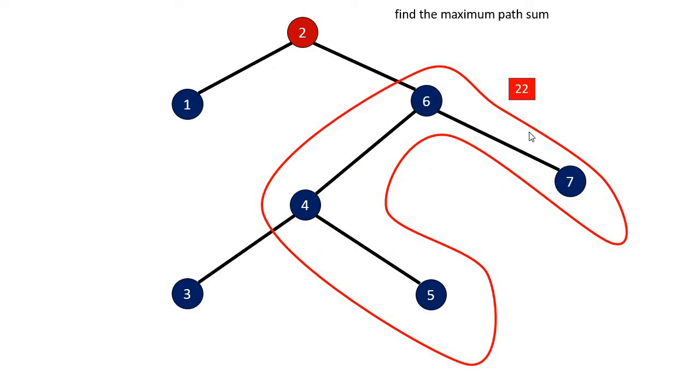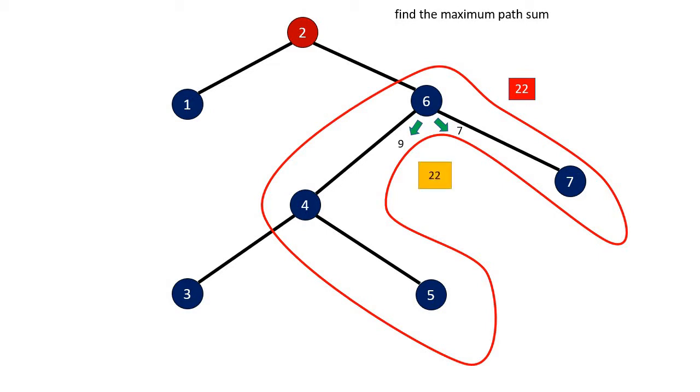the summation of these nodes. And the important point is that this path doesn't have to pass through the root, and the value is 22. If you consider the left value and right value of the node 6, on the left side I have 9, on the right side I have 7. The 9 that I'm calculating here is the summation of the 4 and 5. So that is this path that I got 9, and this path I got 7.